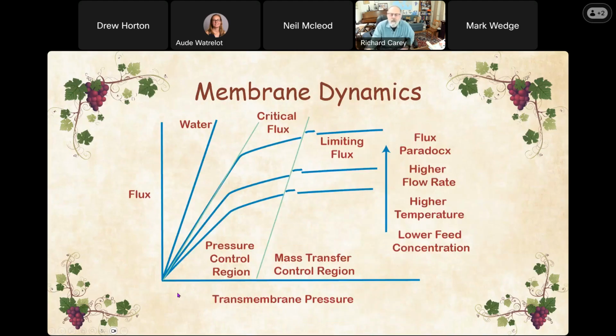So membrane dynamics: if you have water going down a membrane, you can look at transmembrane pressure, the pressure of the fluid that you're trying to pump.